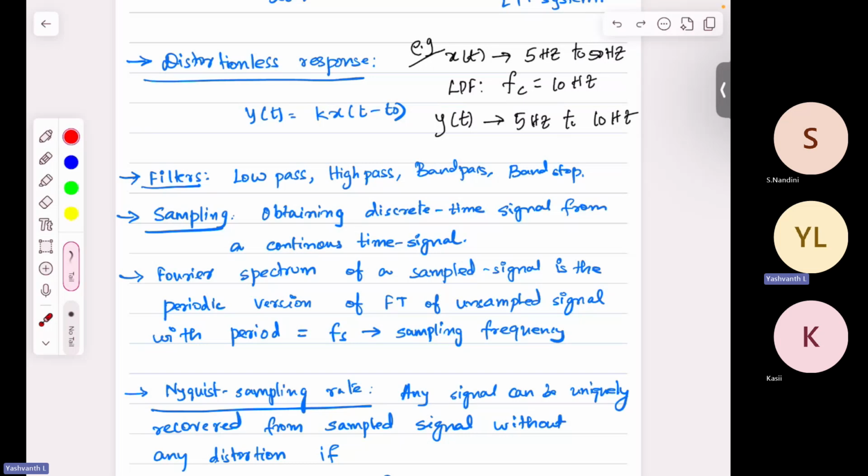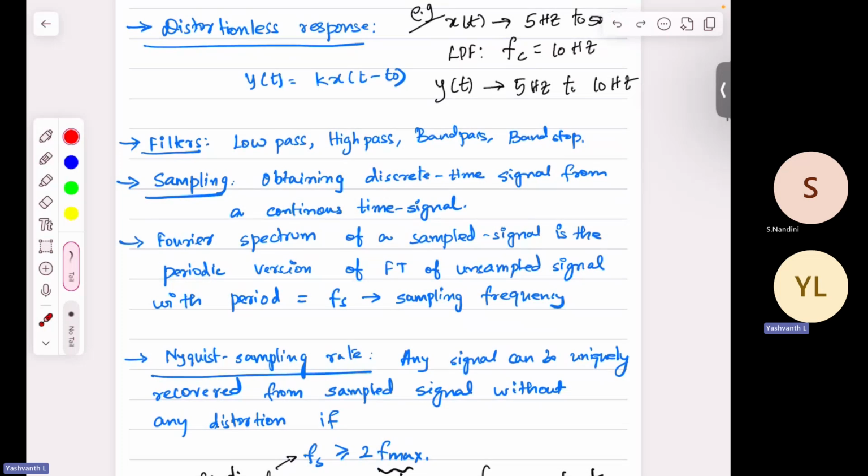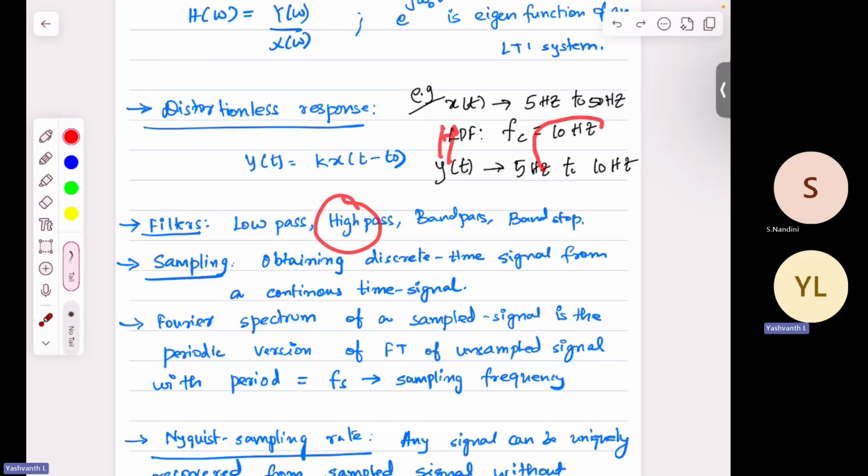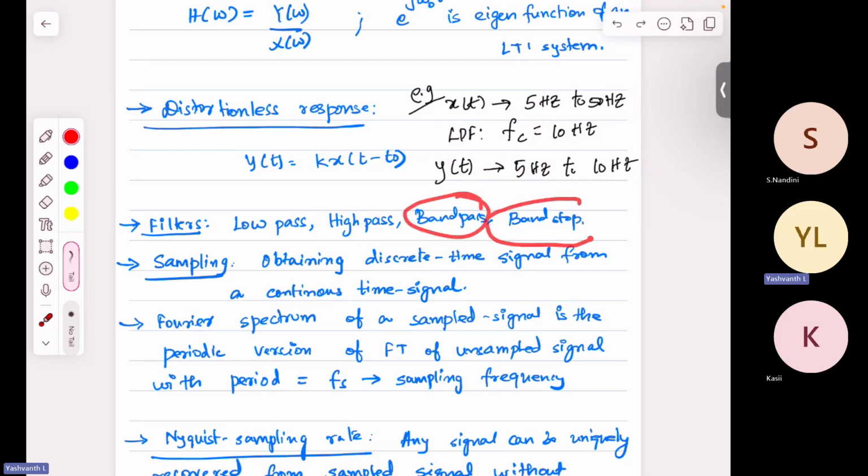Okay, so let's continue. That is called a low pass filter. Now high pass filter means, if I use a high pass filter, then all the frequencies from 10 hertz to 50 hertz will be passed, but 5 to 10 will not be passed. That's called a high pass filter. Similarly, if you want some specific range of frequencies to be passed, that is called a band pass filter. Similarly, if a specific range is not to be passed to the output, that's called a band stop filter.